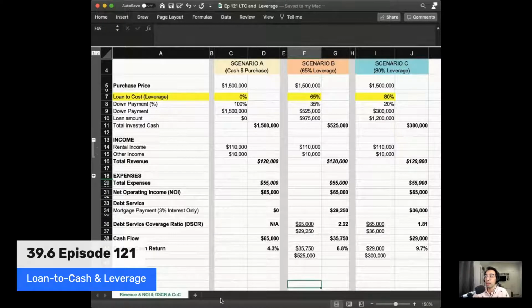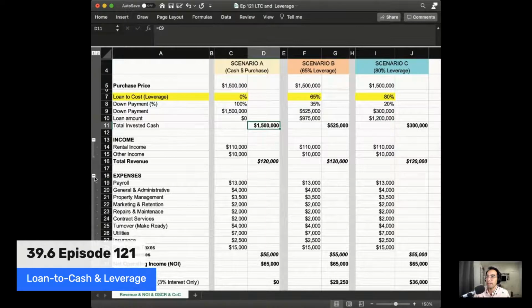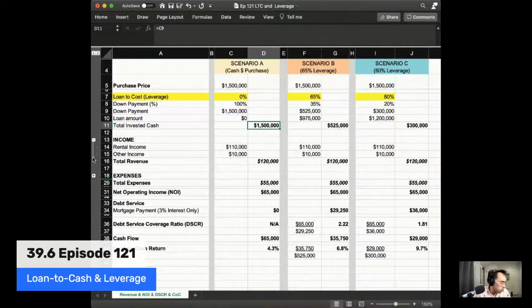Now, the down payment effectively is 100%, even though it's not really a down payment, you're just paying for the property. So the full $1.5 million is what you need out of pocket. I did not include a line item for capital expenditures and other cash reserves. We're just going to focus on the amount of cash you need to close the deal. We're going to use the same numbers from yesterday: $120,000 of total income and $55,000 of total expenses. And that gives us a net operating income of $65,000.